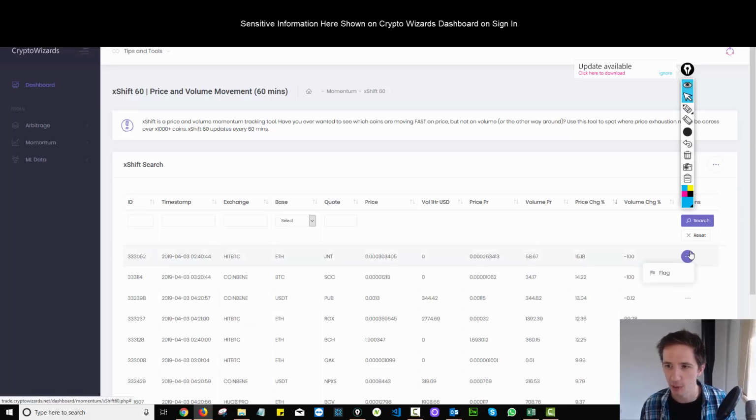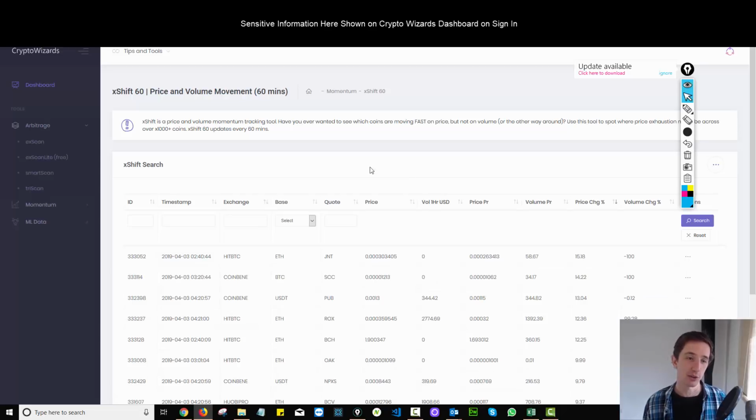Now, by the way, with all of these tools, there's a flag option. When you use the flag option, it takes you to the contact form. This is where you can say, hey, there's an issue with an opportunity you're showing somewhere. So if you're in arbitrage and you see a coin that's not transferable, you can flag it. That'll send an email to me, and we can remove that coin from the algorithm if we see that it's not transferable or there's a problem. I think I forgot to mention that earlier.